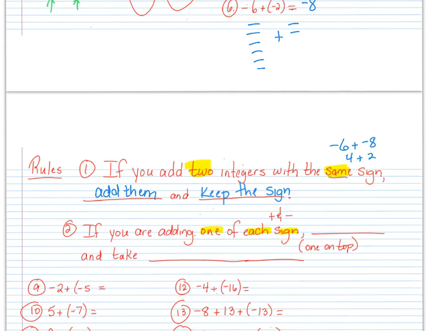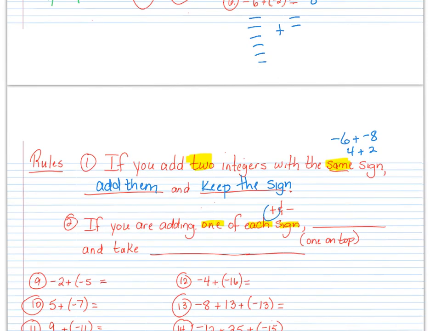If you are adding one of each sign, a positive and a negative, so for example, -6 plus 3, we take their absolute values and we are going to actually subtract and take the sign of the quote bigger. That does not mean it's bigger. It's the bigger absolute value. Okay, take the sign of the bigger number or the bigger absolute value.